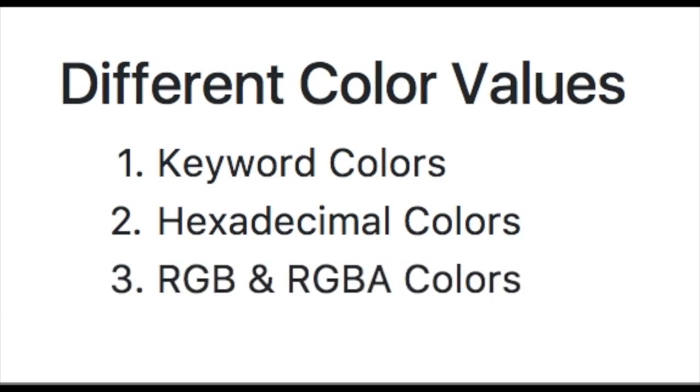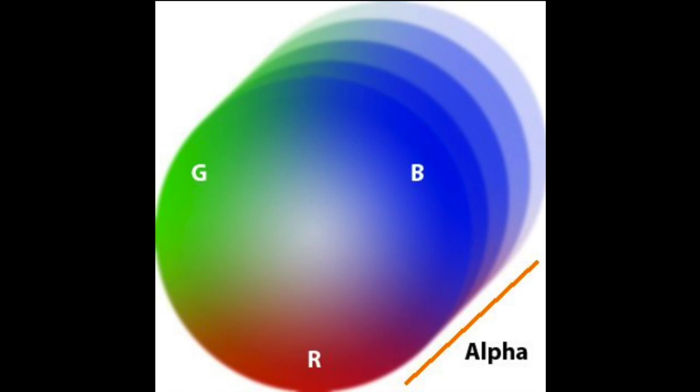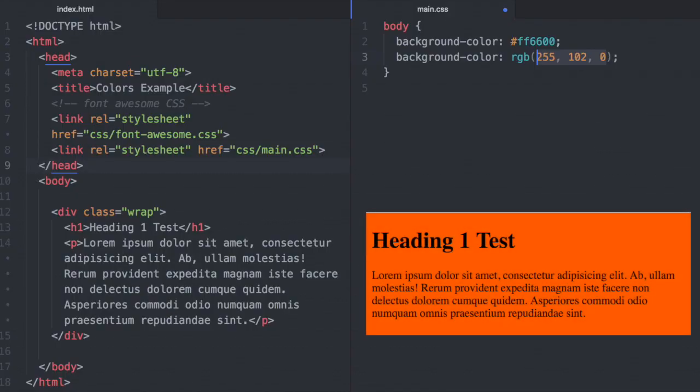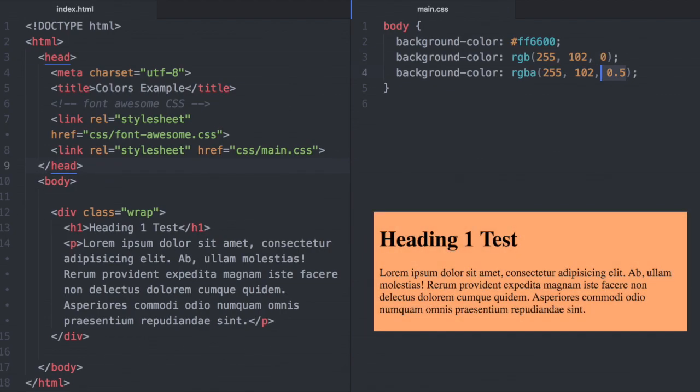Third, we have RGB and RGBA colors. This is just a math equation similar to hexadecimal, stands for red, green, and blue, and what we do is we put 3 comma-separated values of numbers between 0 and 255 together, and those are going to combine to create your color. Here, 0 is black, and 255 is white. And then we have the A for RGBA. This stands for alpha, which allows you to change the transparency of a color. The number here is between 0 and 1.